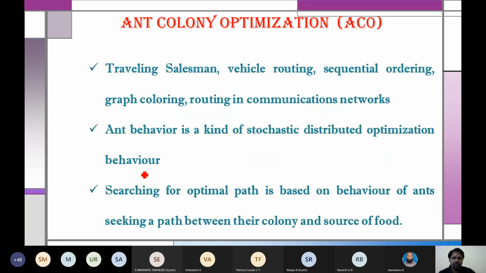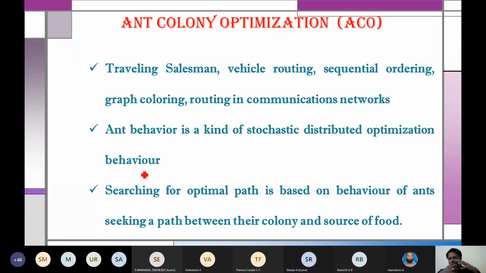Initially, when this ACO was presented by Dorigo, it was used only for the traveling salesman problem. You know, right? Whenever you go for an optimization technique, most people explain it with respect to the traveling salesman problem. You want to find the shortest route. But seeing the better performance of this algorithm, it has been extended to a lot of other applications. That's why we are using it for lots and lots of applications nowadays.